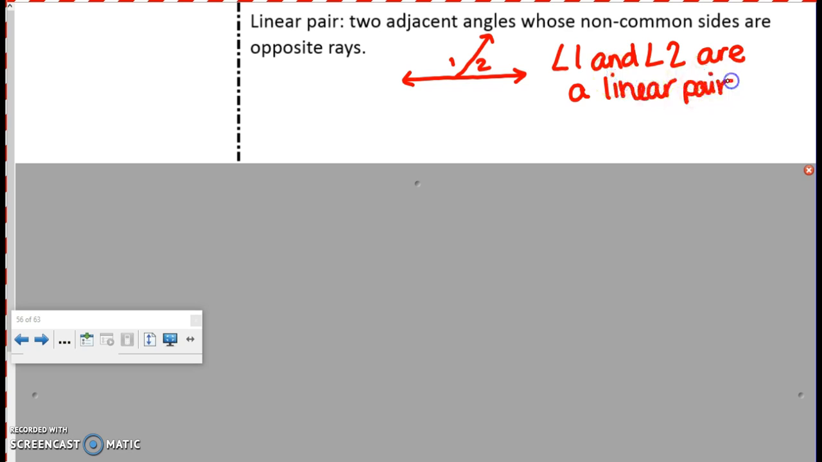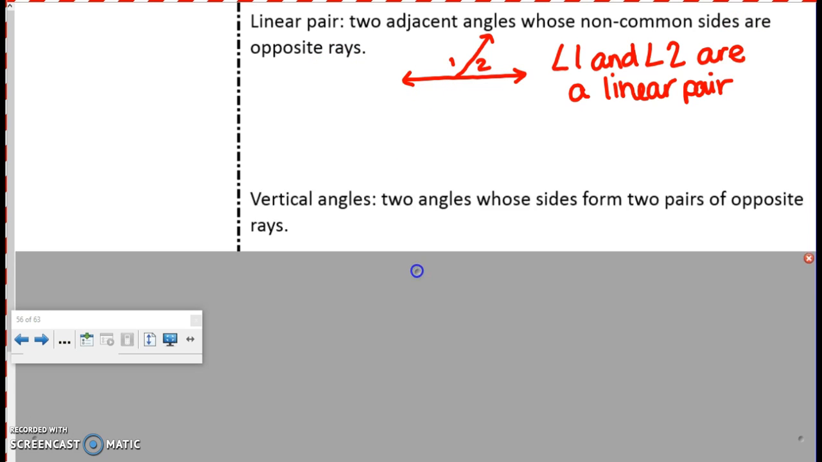You do need to know the definition, but it's hard to draw from the definition if you don't understand what all these things are. So two adjacent angles share a vertex, share a side, and don't overlap. And their non-common sides, the two sides they don't share, which is this side and this side, have to be opposite rays. And we learned in section 1.1, opposite rays make a straight line. Okay, so that's a linear pair.